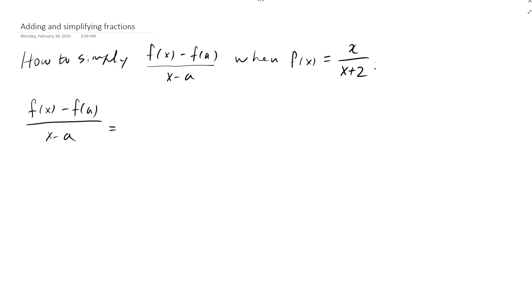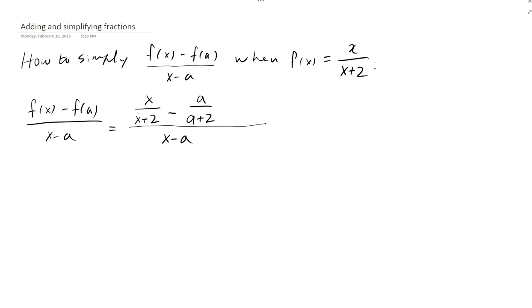is equal to a so-called complex fraction over here, or compound fraction. So you put f of x over here as x over x plus 2, and then subtract, replacing x by a, so we have a over a plus 2. And for the denominator, just copy x minus a, right?